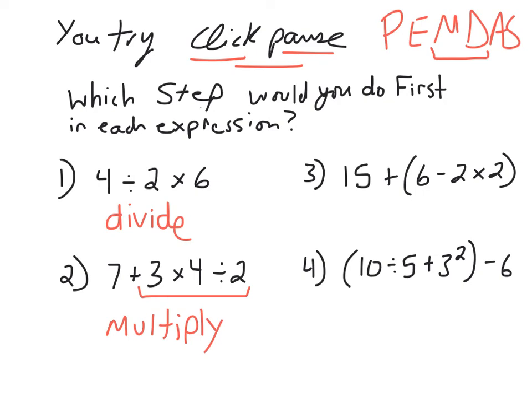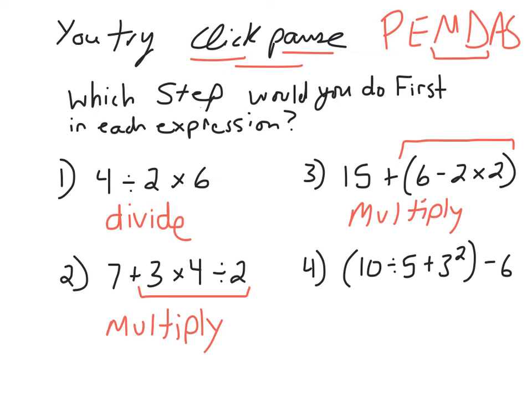Okay, number 3. Let's throw some parentheses in here. Using PEMDAS, number 3, I go inside the parentheses first. There are no exponents. Then multiply and divide comes before add and subtract. So my first step in number 3 would be multiply. First step would be to multiply 2 times 2.